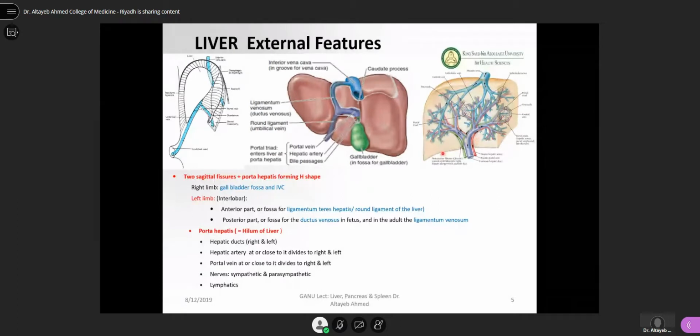It has bile ducts, right and left, portal veins, right and left, hepatic arteries, right and left, in addition to sympathetic and parasympathetic tributaries, which are distributed to the liver, and lymphatics exiting the liver to the celiac lymph nodes.